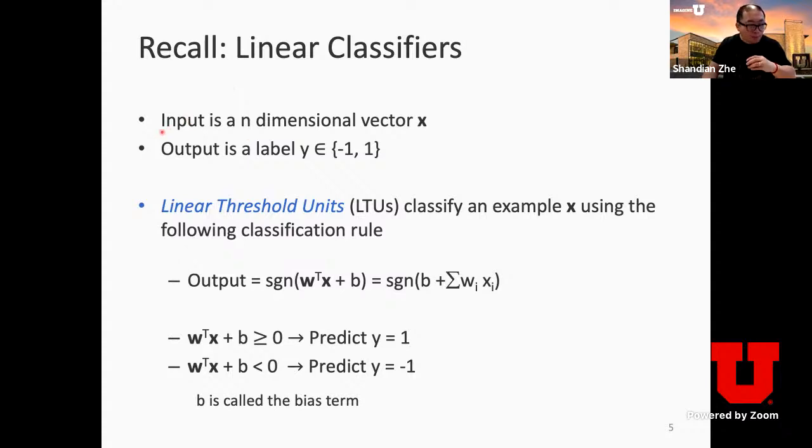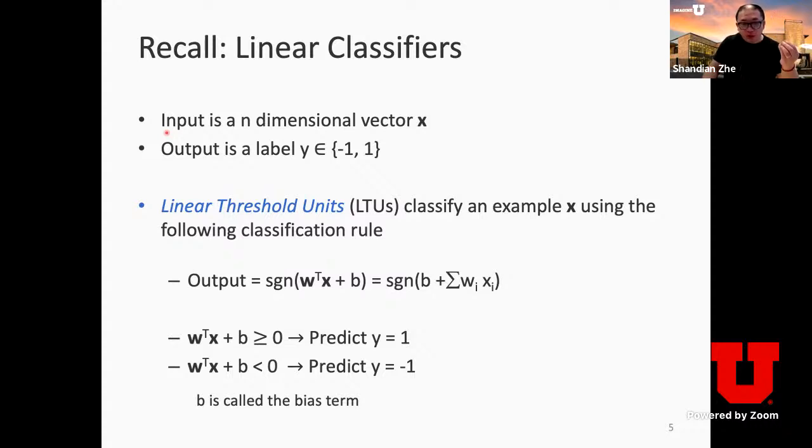So in general, we assume that our input is an n-dimensional vector x, and the output is a label which takes either -1 or 1. For convenience, here we assume y is strictly -1 or 1, rather than 0, 1. But of course, you will see later, we can easily transition to the real binary case where y can take 0 or 1. It doesn't matter.